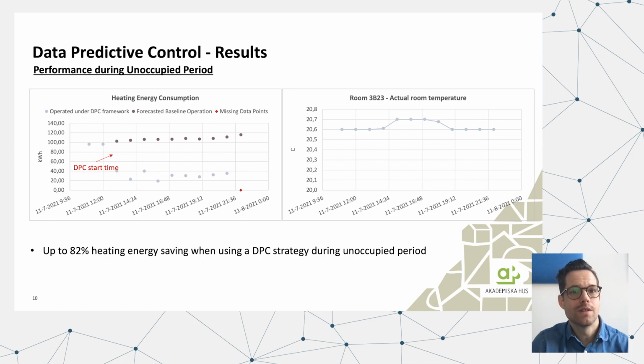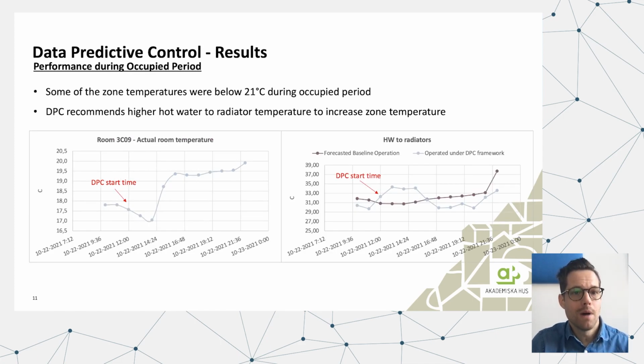The new set point is the result of combining sensor data, weather data, forecast, and building thermal mass. What the DPC did was lower the supply temperature on the hot water radiator circuit, and that would decrease the energy demand by 82%. During occupied time, some of the zone temperatures were below the temperature constraint of 21 degrees C. It forces the DPC model to increase the radiator temperature, since ICS focuses on comfort, where some features for some period of time could instead increase the energy demand.